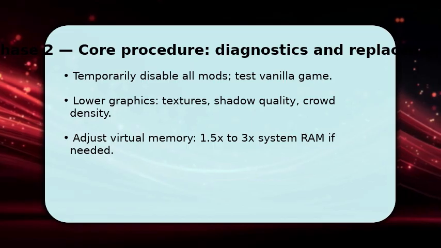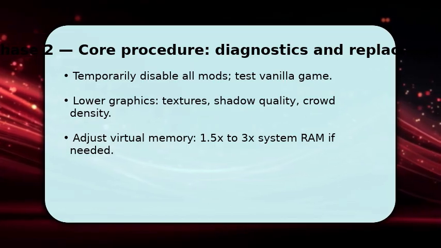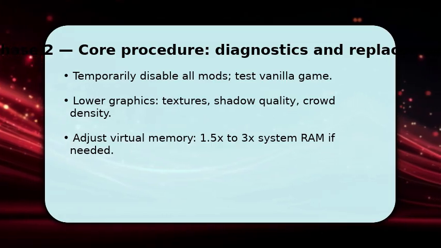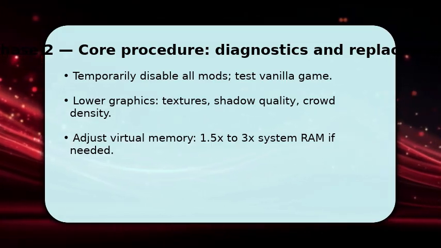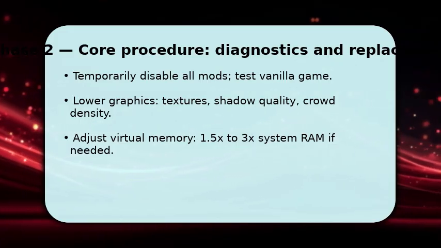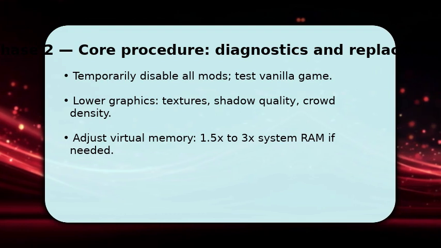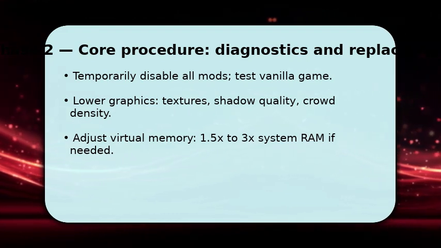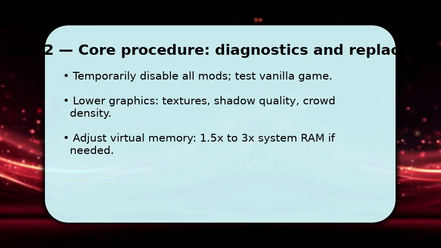If crashes persist, drop heavy graphics settings, lower textures, shadows, and crowd detail, because GPU or VRAM overloads cause mid-game failures. Also check virtual memory and set the paging file to 1.5 to 3 times your RAM if Windows reports low memory. This prevents sudden out-of-memory crashes.